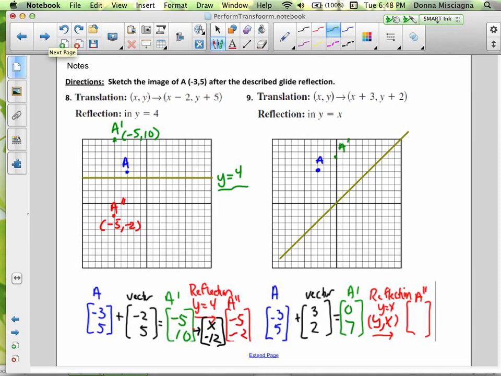And then if we switch the x and the y, that's just going to be 7, 0. So A double prime is just going to be 1, 2, 3, 4, 5, 6, 7, right there. And you can see that that is a reflection over that line. If we were to connect those 2 points, they would be perpendicular to our line of reflection. So using the matrices will really help you keep everything organized.